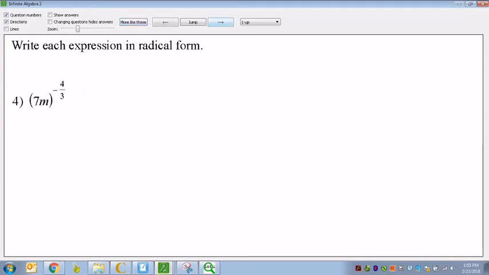So 7m to the -4/3 power, this is where it gets a little more fun. Okay, so I obviously know 7m goes inside the radical. I'm going to put a 3 on the outside because that's on the bottom. That's my root. Okay, and now the 4 goes on the outside. But notice how there's a negative involved, right?